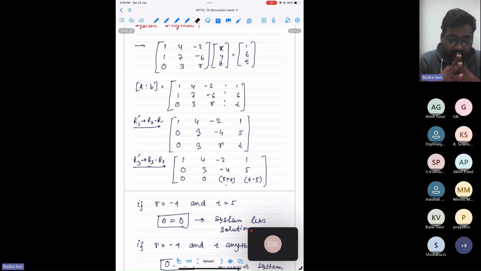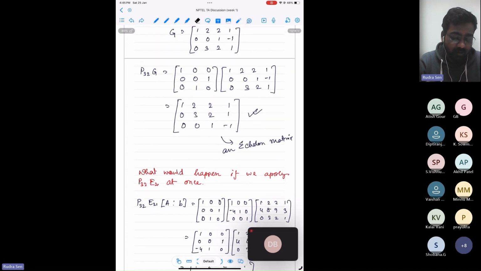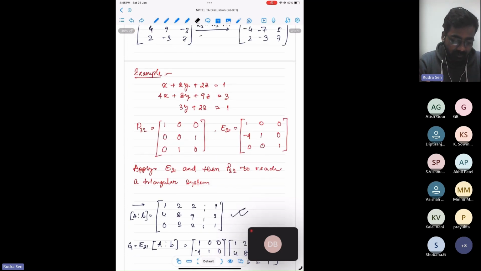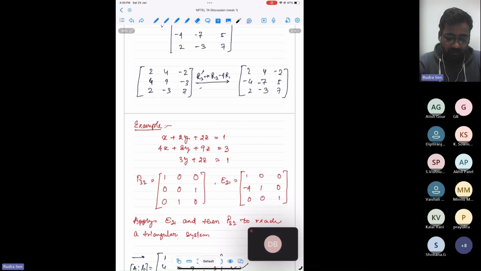Like, let's say I want to exchange the first row with the third row. So what will be the permutation matrix? Here, you can see I have exchanged row 2 and row 3. That's why this is the permutation matrix for that case. Okay, is it clear to you?